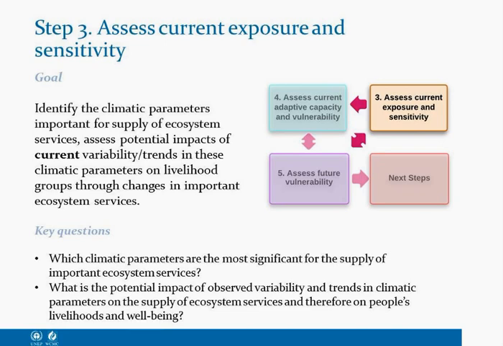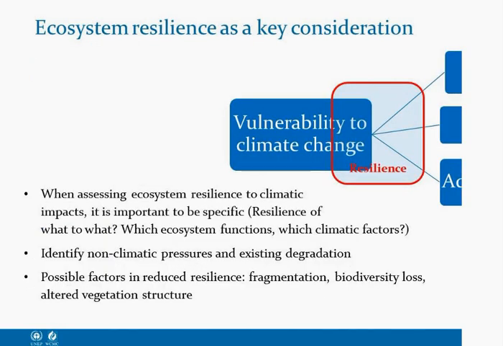And this should involve consideration. Oh, I'm sorry, it looks like this graph has shifted a little bit with transferring the presentation.